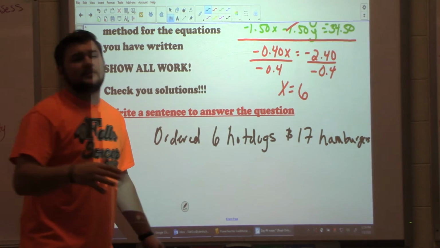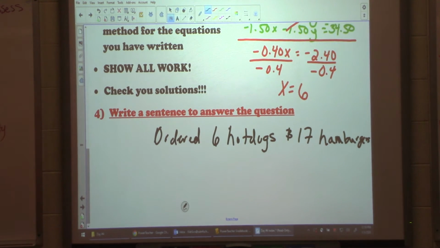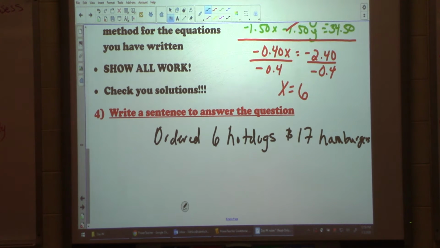Does it need to be a perfectly grammatical sentence? No, I really don't care. Right? But make it a sentence. Don't just put 6 hot dogs, 17 hamburgers. Right? Give me some sort of context to it, please. Okay? Does that make sense? Some people look so confused.